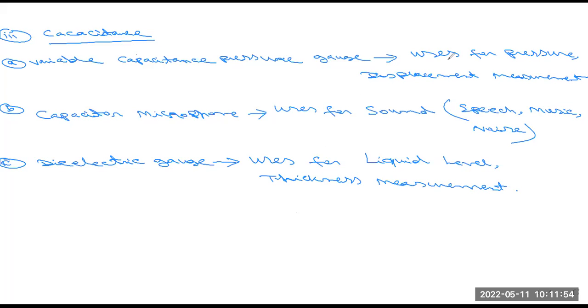Okay, so in our class we have discussed the passive transducer's different properties: resistance, inductance, capacitance. In the next class, we will discuss voltage and current measurement and also train of pulse.